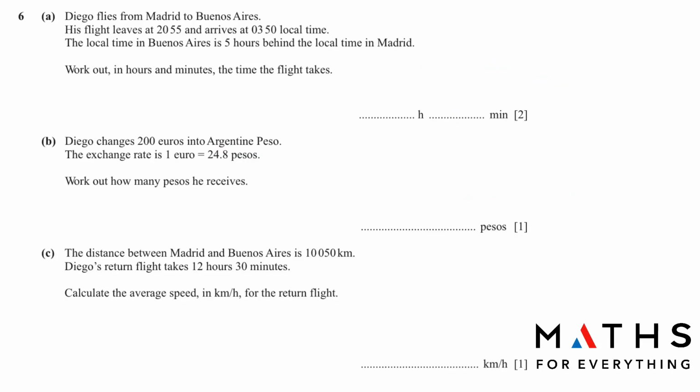Question number 6. Diego flies from Madrid to Buenos Aires. His flight leaves at 20:55 and arrives at 3:50 local time. The local time in Buenos Aires is 5 hours behind the local time in Madrid. Work out in hours and minutes the time the flight takes. Behind means that if you want this time to be the same as the local time in Madrid, you have to add 5 hours to it.